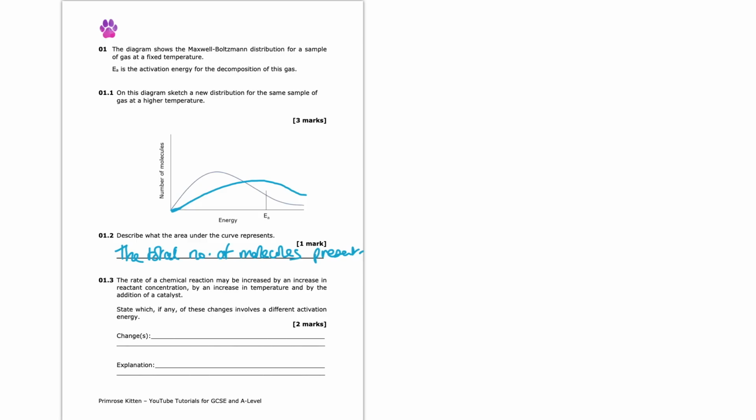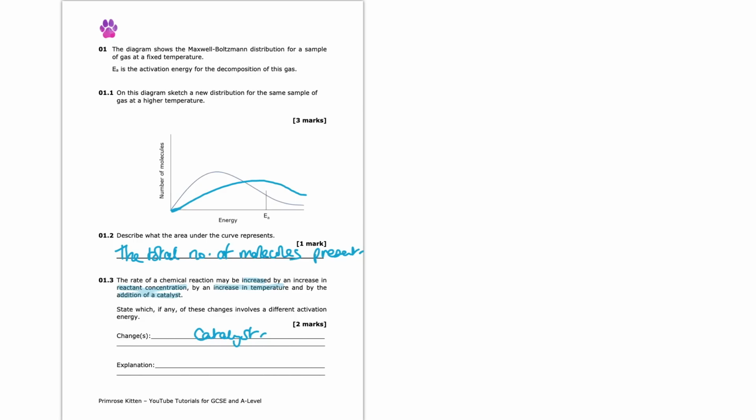So now we're told that the rate of a chemical reaction may be increased by an increase in reactant concentration, also by an increase in temperature and by the addition of a catalyst. And we're asked to state which, if any, of these changes actually involves a different activation energy. And only one of these does. The one which does is the addition of a catalyst. And that is how it works.